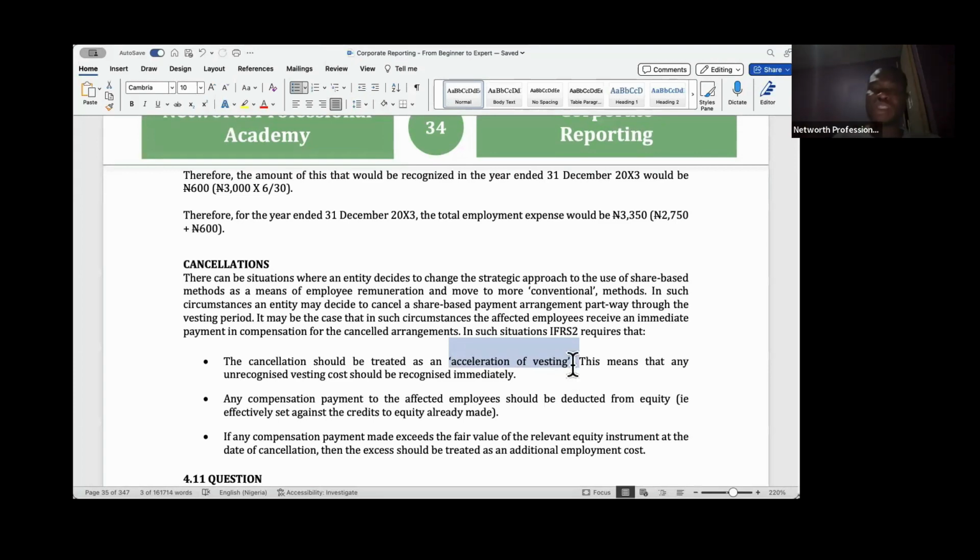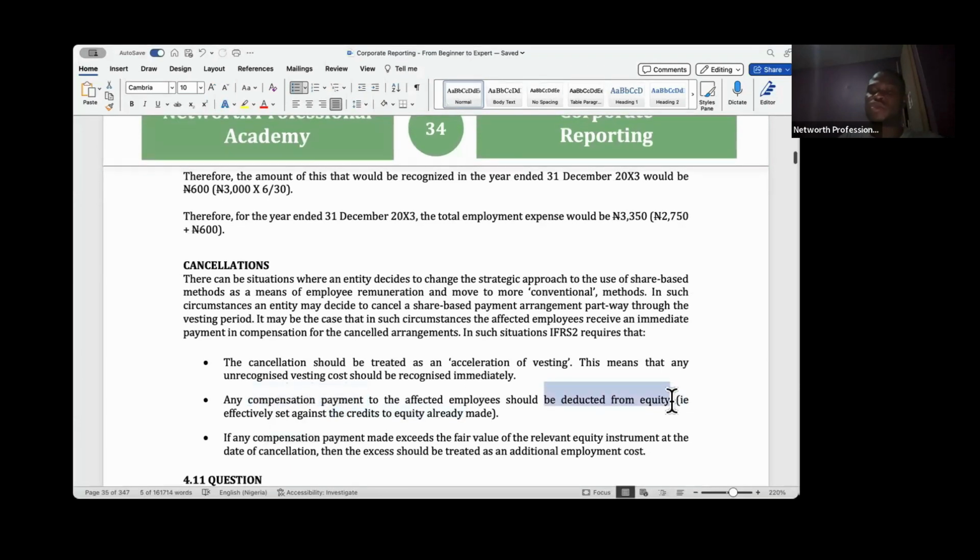And of course, they would pay compensation, and it will be effectively set against the credits to equity already made. So the compensation, we'll just deduct it from the equity, meaning we'll close the equity reserve and transfer it to wherever, whether they are paying in cash or giving shares to the employees, whatever it is that the company wants to do.